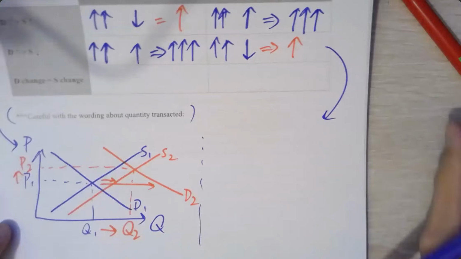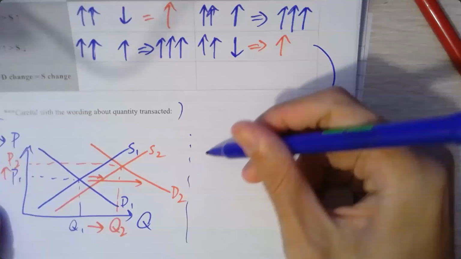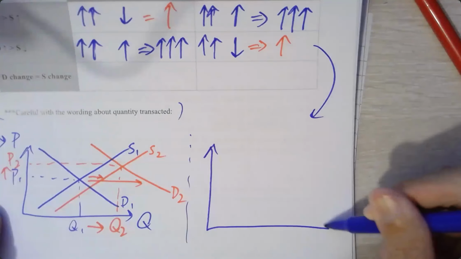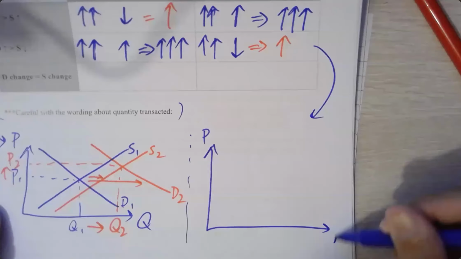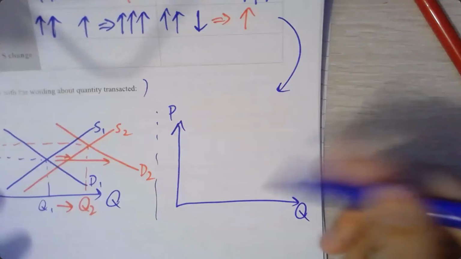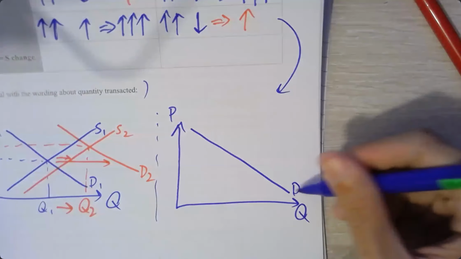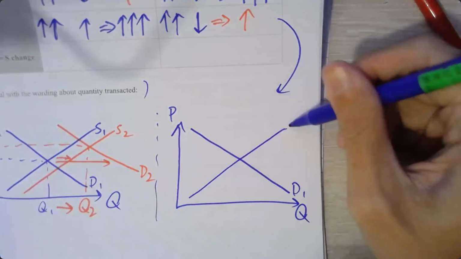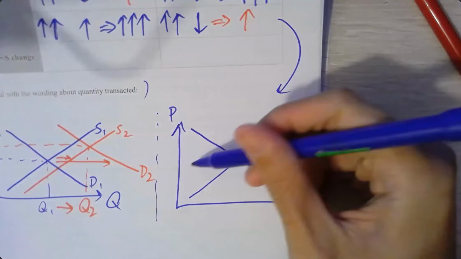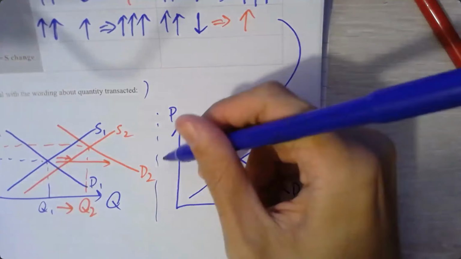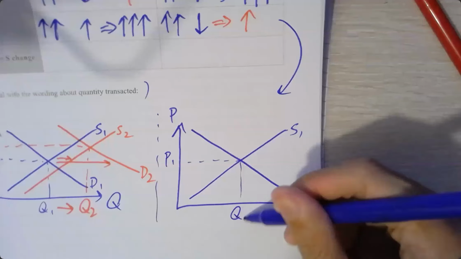Graphically, it should look something like this. The graph on the right-hand side. Again, we always start with our reference point, S1 and D1. Okay? Now we have P1, we have Q1.